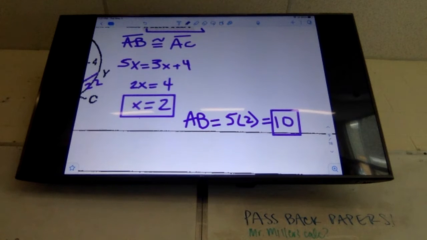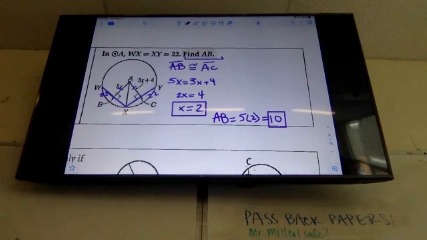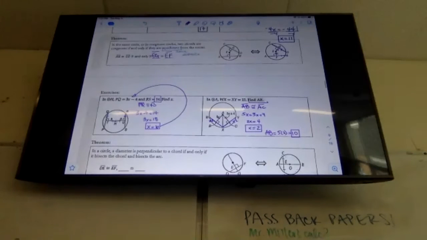We could also find AC. I don't need to find AC, but AC would also be 10 because AB and AC are congruent. All right, that was our first theorem. We've got 3 more to do today.